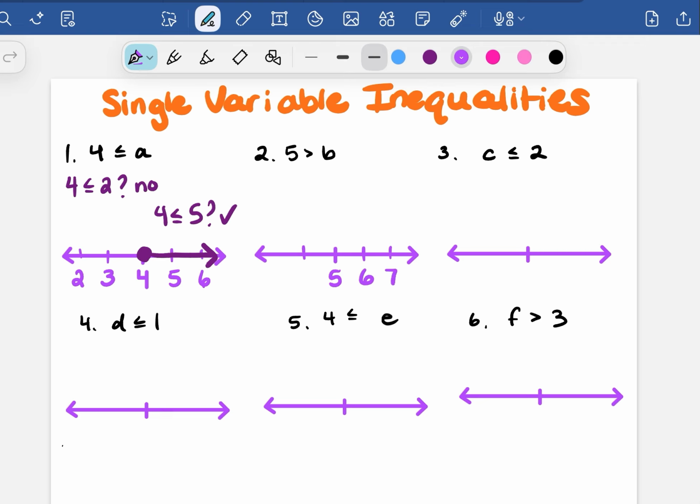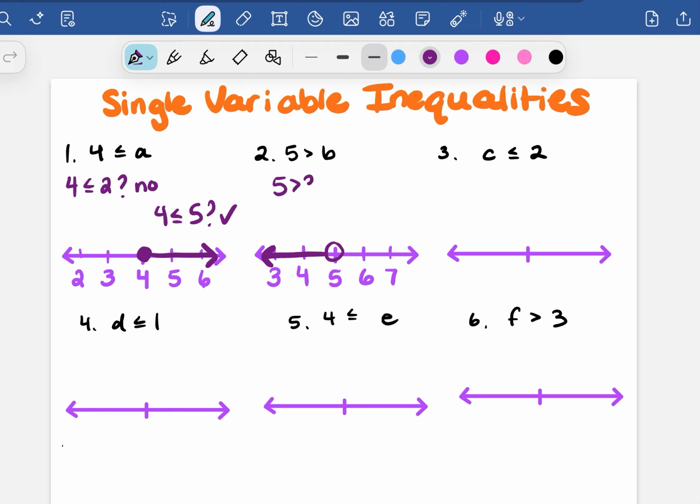6 and 7 up above, and 4 and 3 down below. 5 is our boundary value. I'm going to draw an open circle this time because 5 is not equal to B, 5 is just our boundary value. 5 is greater than, well, that means our possible answers are less than. So I'm going to draw an arrow to the left.